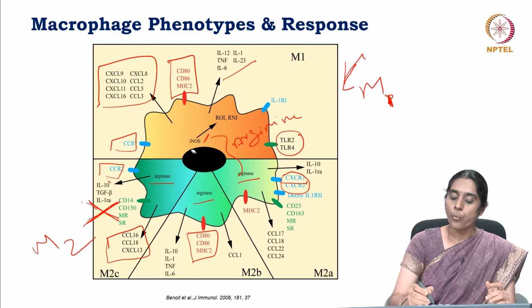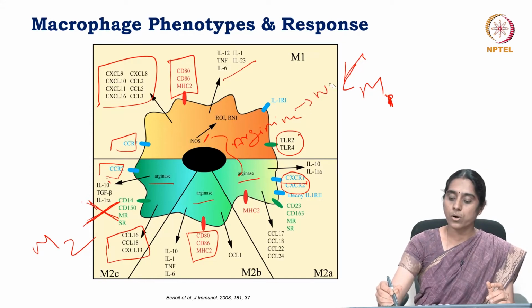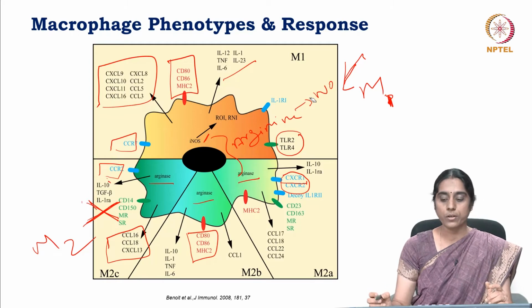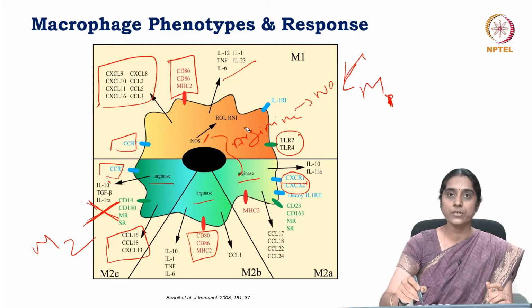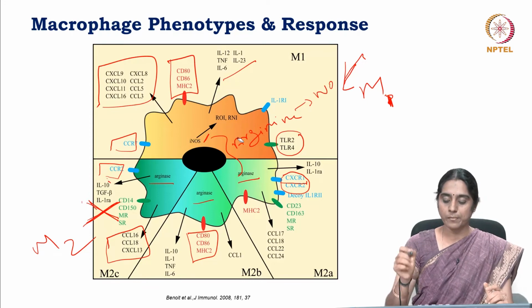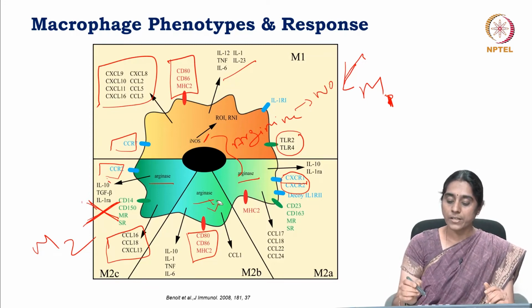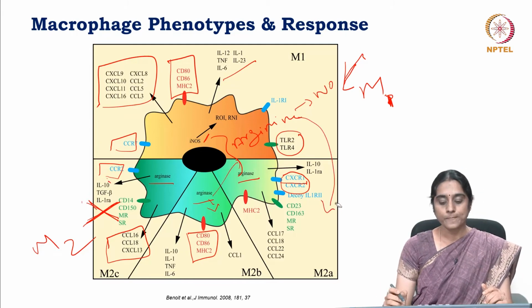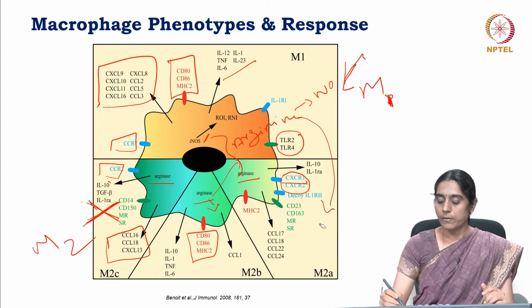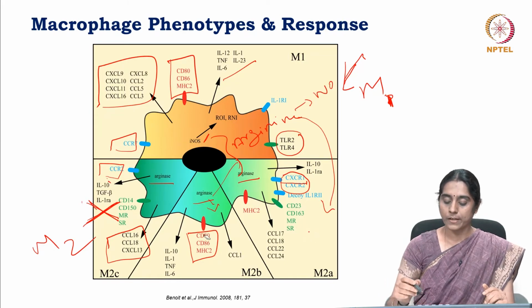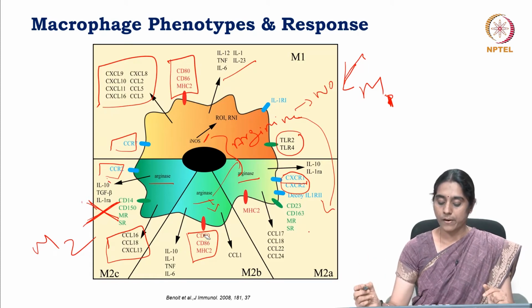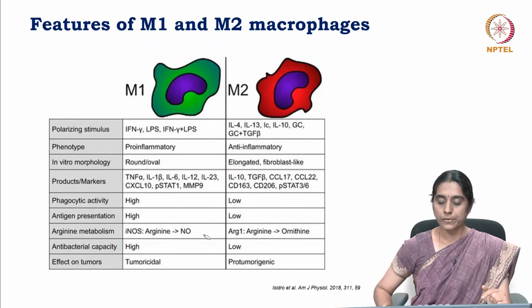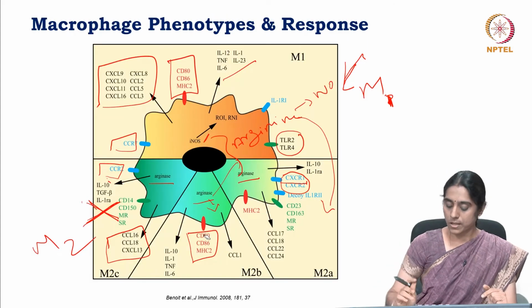While iNOS will produce nitric oxide, inducible nitric oxide, it can also lead to reactive nitrogen intermediates or reactive oxygen intermediates, while arginase will act on arginine, and that will lead to the formation of, importantly, a molecule called ornithine. So, this is the difference.